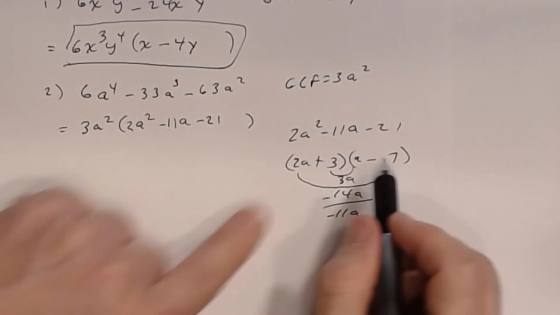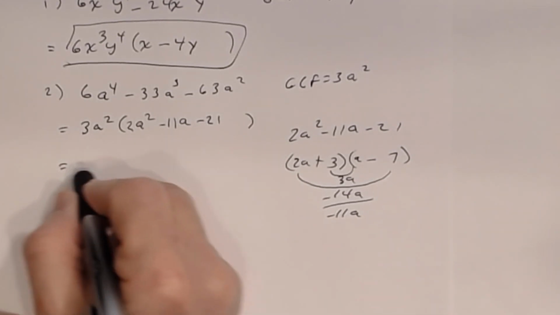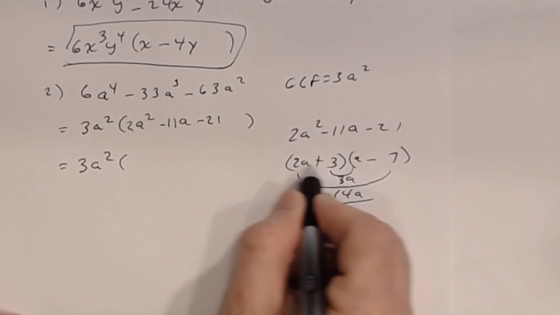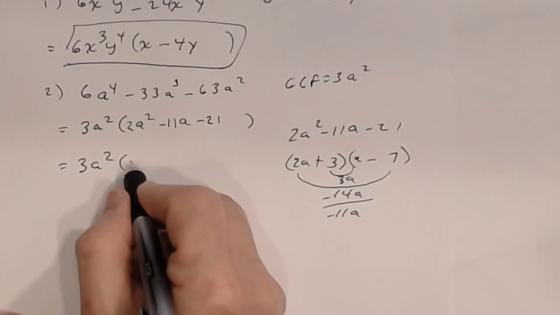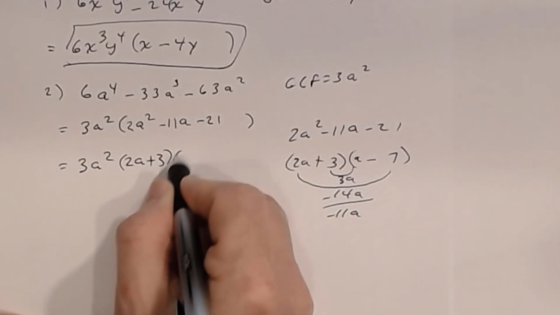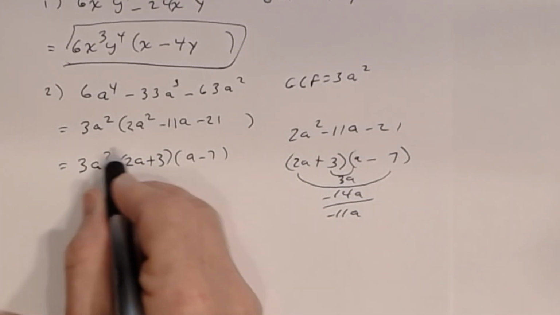So that goes here now. So the answer is 3a squared times the product of these two binomials, 2a plus 3 times a minus 7. Remember, always put the binomial first.